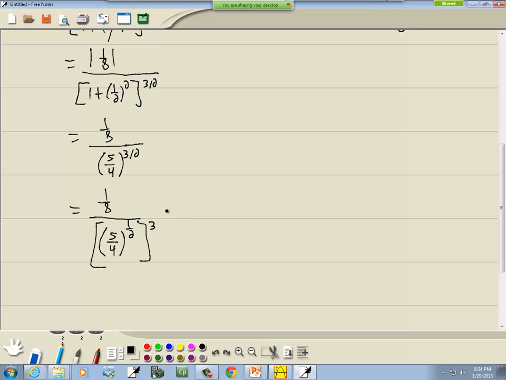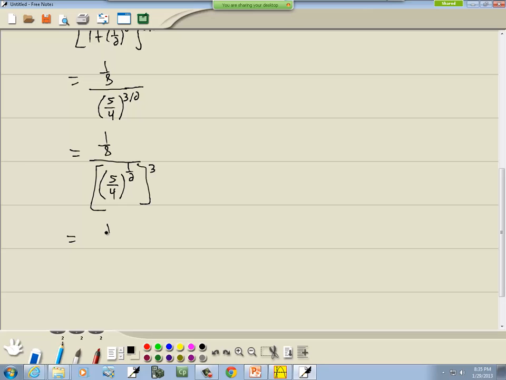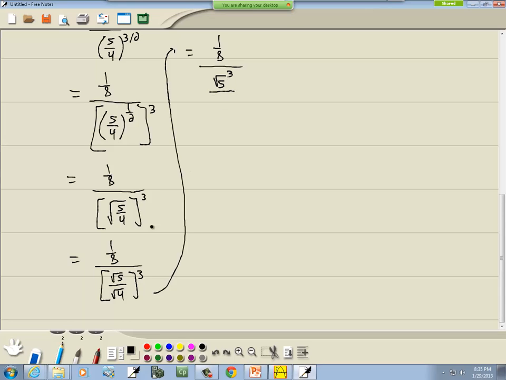You can always take the number in your numerator, put it outside of parentheses or brackets, which gives us 1/8 over the square root of 5/4 to the 3rd power. And we're going to split that up. Put a square root around the top, a square root around the bottom. So this becomes the square root of 5 over the square root of 4 to the 3rd power. So we've got 1/8 over the square root of 5 to the 3rd power over the square root of 4, which is 2, so this becomes 2 to the 3rd. When you take this to the 3rd power, that gives us 5 square root of 5.